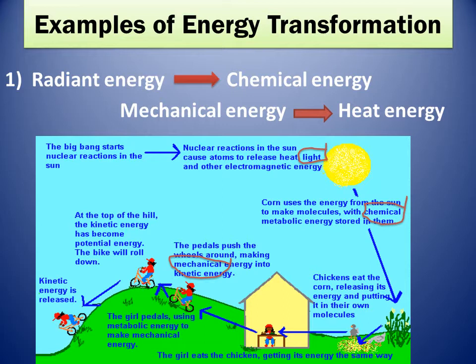Animals perform body processes like digestion, respiration, and circulation, and the processes are powered by the chemical energy stored in their bodies, which is then transformed into mechanical energy. The same thing happens when work is being done.